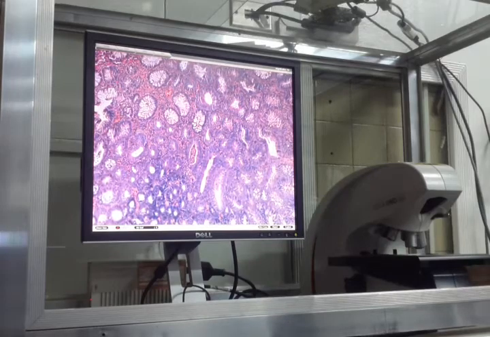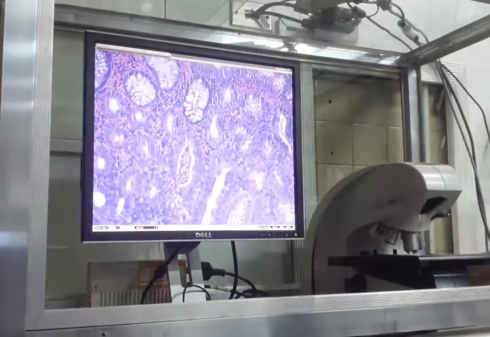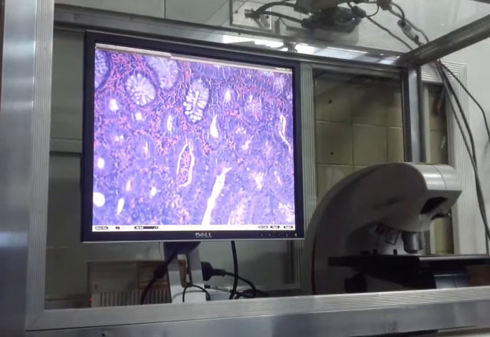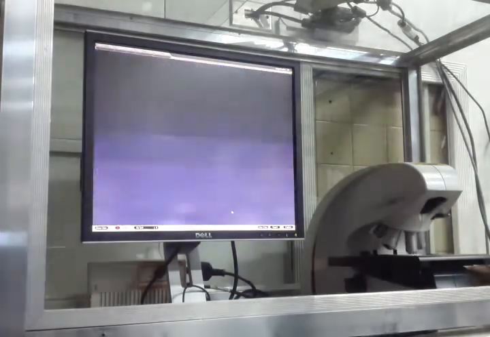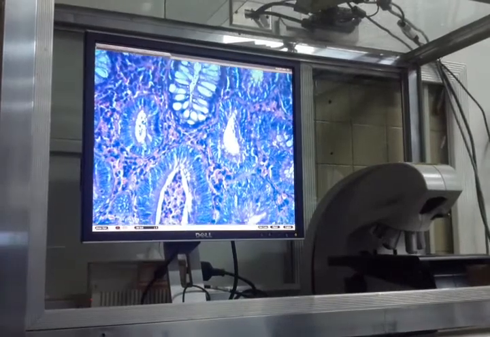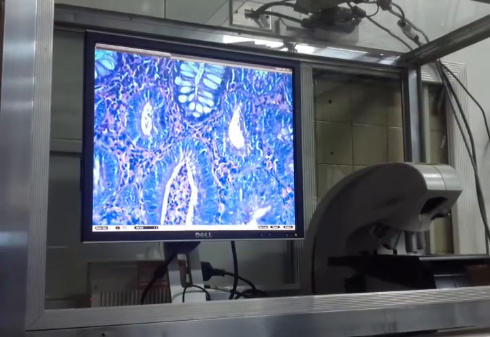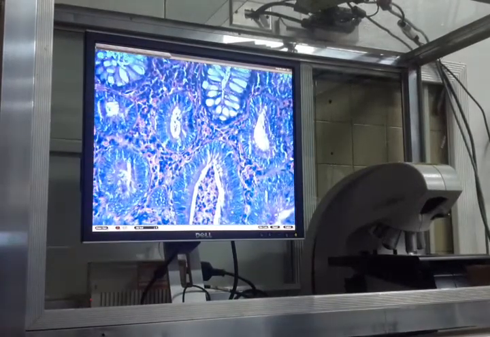However, some of the glands, comparing it with this normal gland here, some of the glands show you hyperchromasia of the nuclei and increased nucleocytoplasmic ratio. Okay? Those are dysplastic changes. That's dysplastic and this is normal. Okay?